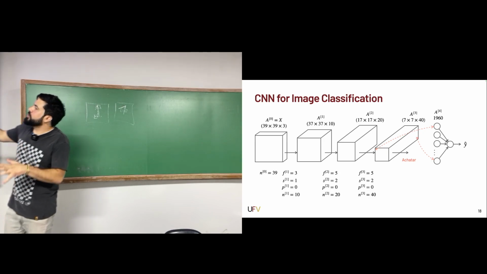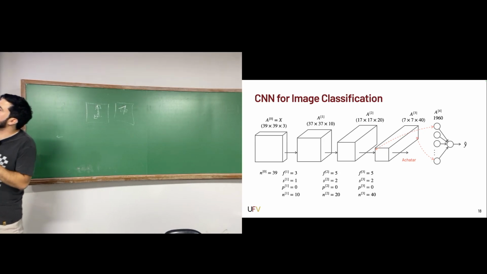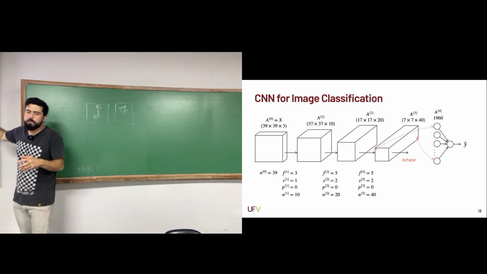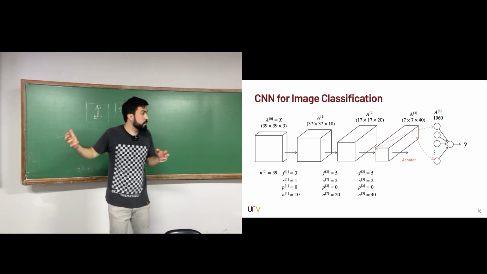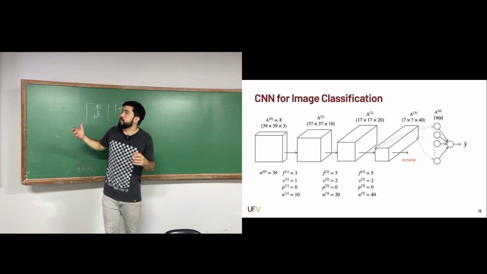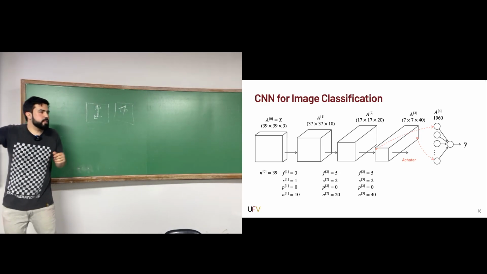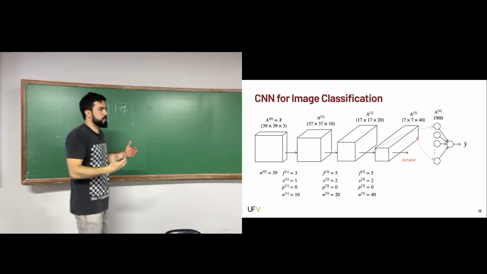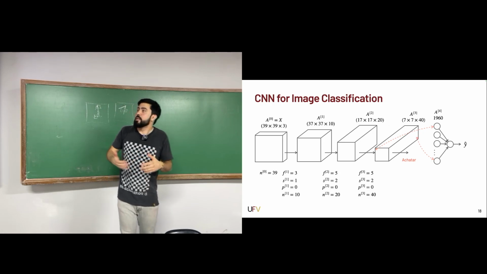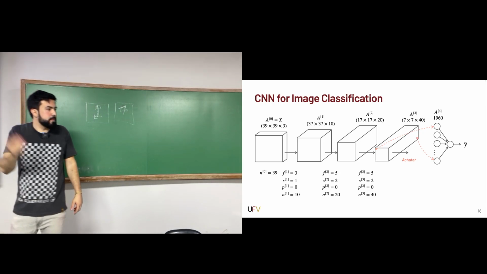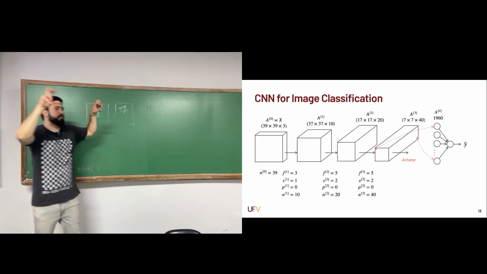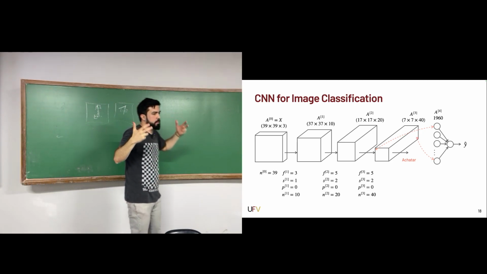Right now, what you see here, when you see these blocks or these cubes, they represent the activations. So the first activation, A0, is the input image, right? So that's X, that's the image itself. So let's imagine we have a 39 by 39 by 3 input image. So that's our first activation, quote unquote. That's our input, right?